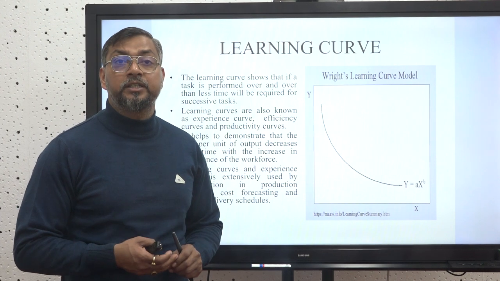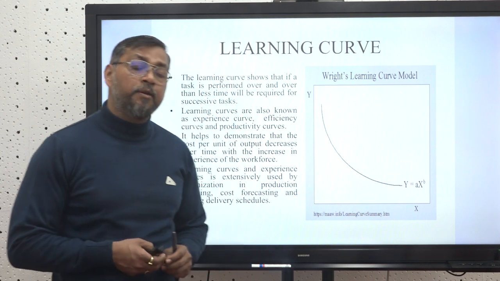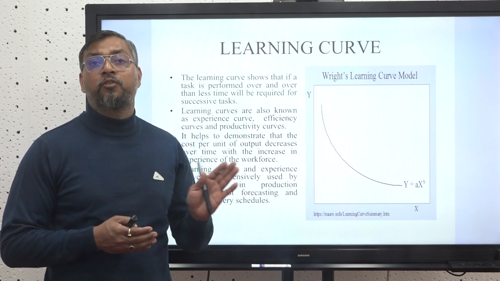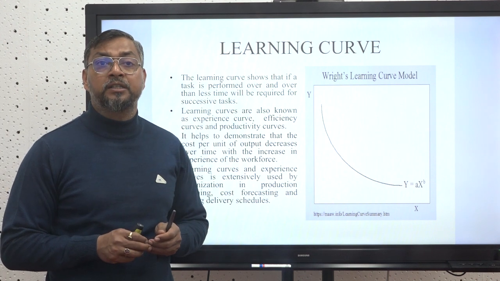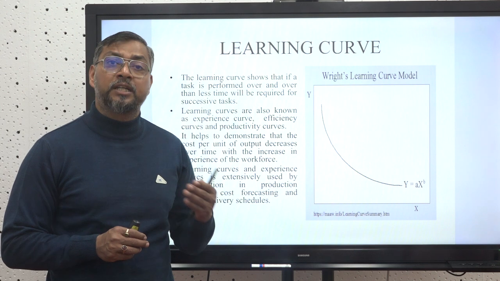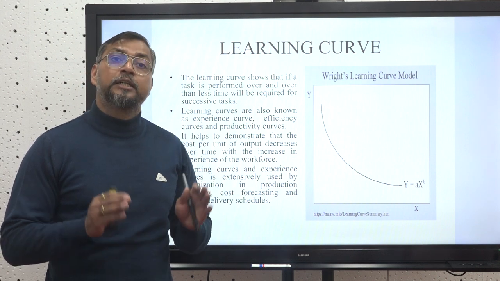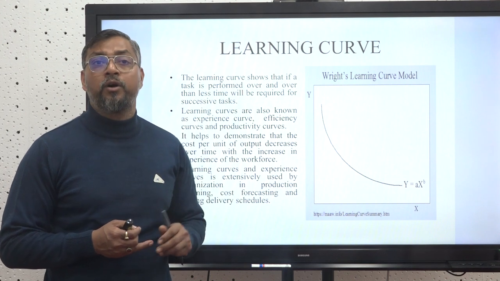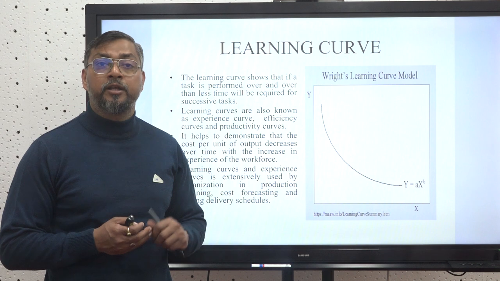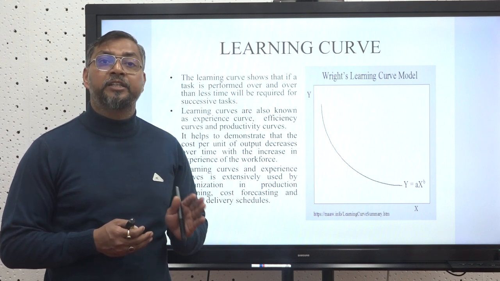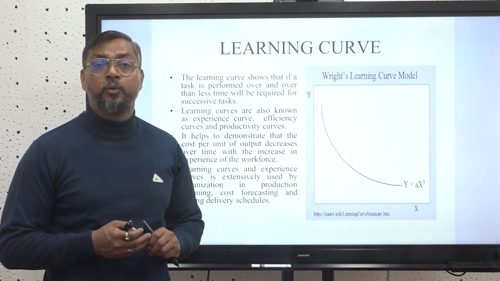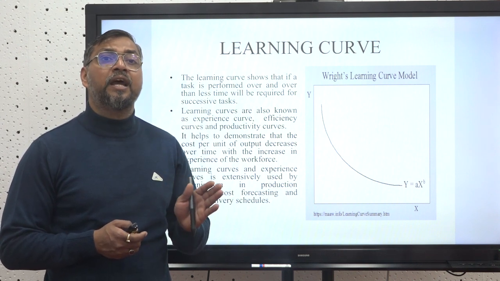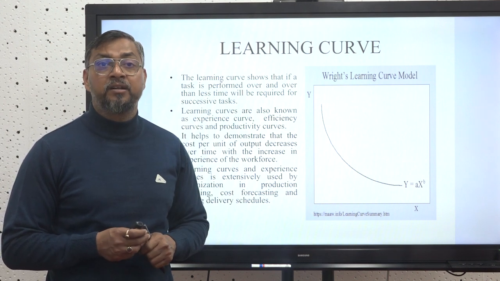The next thing that we are going to discuss is the learning curve. By the name, it is very self-explanatory that the learning curve talks about how the process of learning helps us perform a task in a much better manner and in much less time than we were doing it before. Simply speaking, the learning curve shows that if a task is performed over and over by the laborers or by the people in the production process, then the time that is required will be less as compared to the time that was taken before. That means, with successive performance of the task, less and less time is required for performing that task.